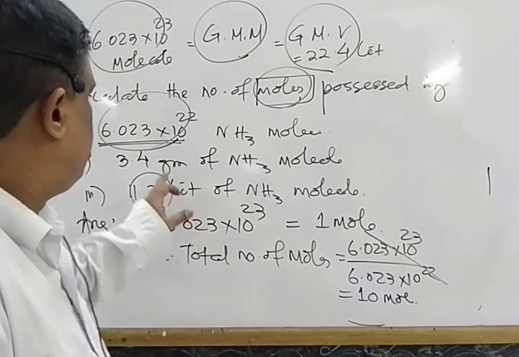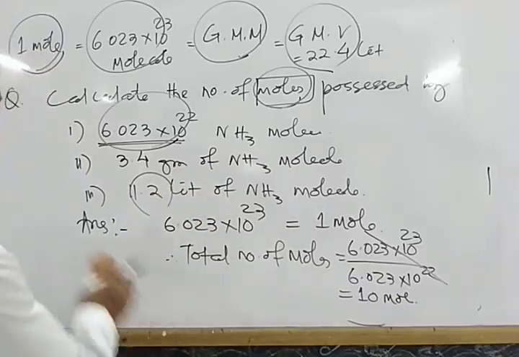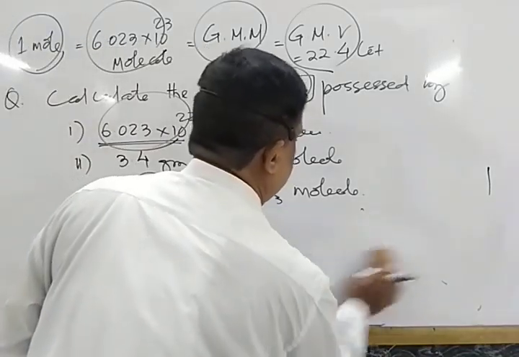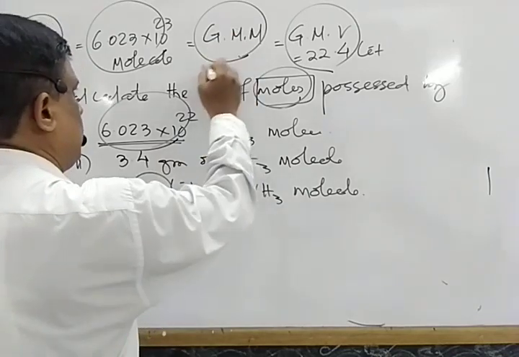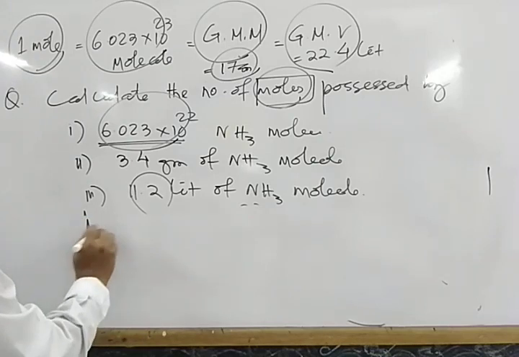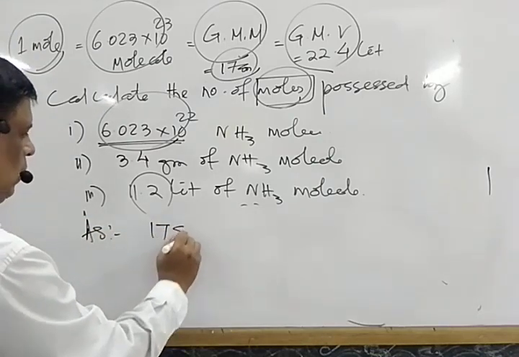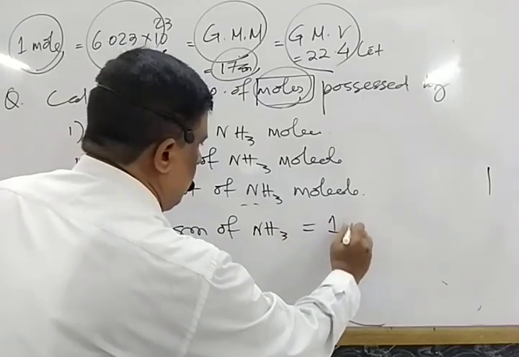Okay, so B1 is over. Then with relation to gram, mark that. In case of NH3, if we select NH3, what is its mass? 17 gram. That means answer B2: 17 gram of NH3 possesses 1 mole.